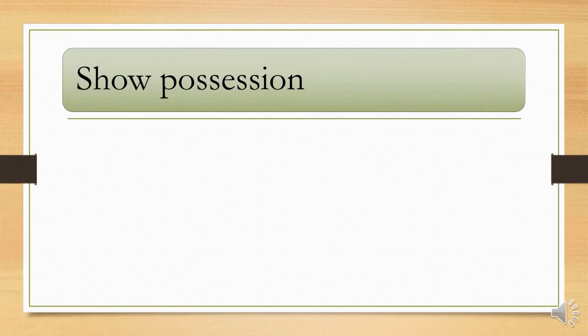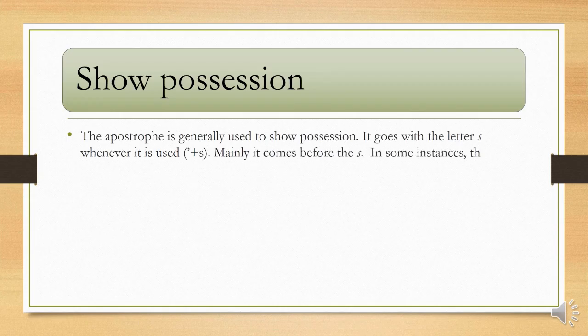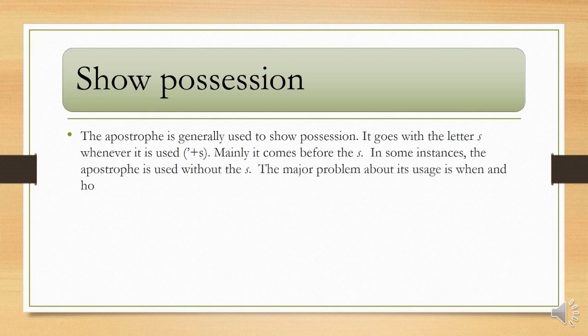The most popular use of the apostrophe is to show possession. The apostrophe is generally used to show possession. It goes with the letter S whenever it is used. Mainly it comes before the S. In some instances, the apostrophe is used without the S. The major problem about its usage is when and how to use it. We will be discussing more and more of that.